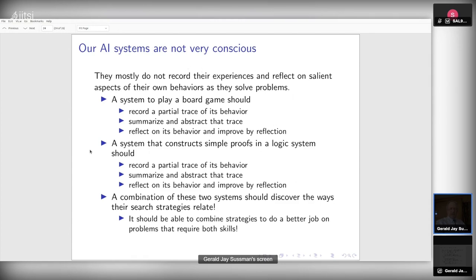A system that should construct simple proofs in logic systems should do the same thing. But more importantly, the combination of these two systems should discover ways their search strategies relate. They should be able to combine strategies to do a better job on problems that require both skills. That is the plumbing problem that we've been talking about.